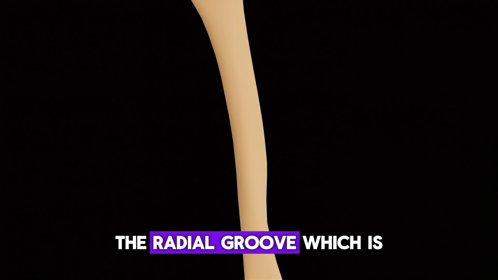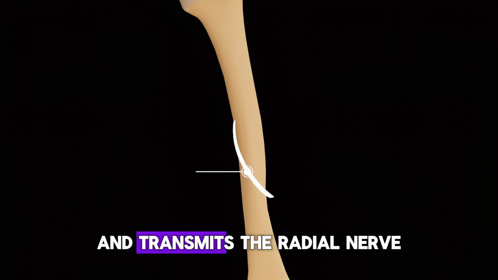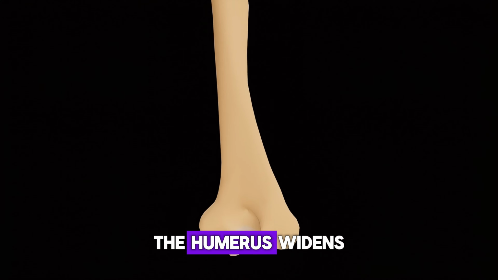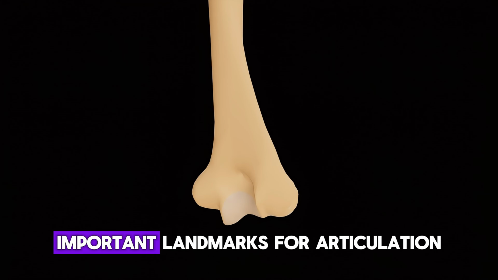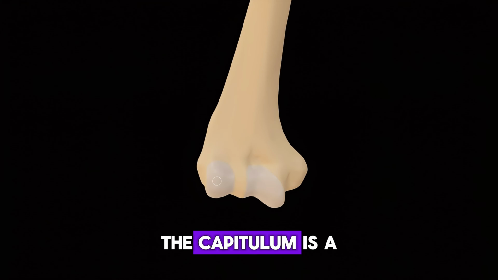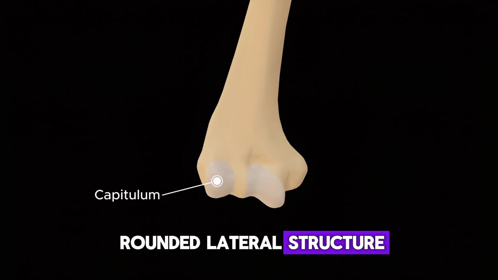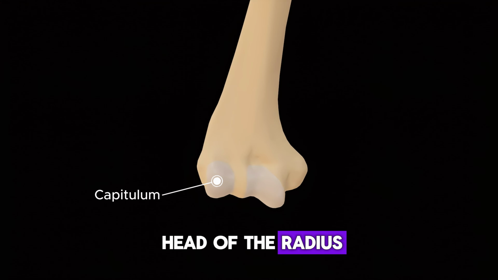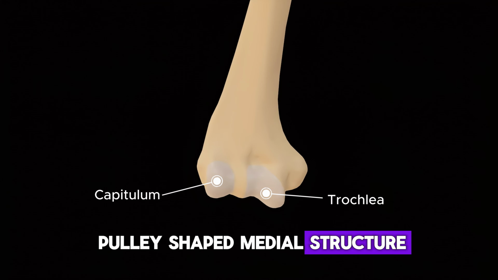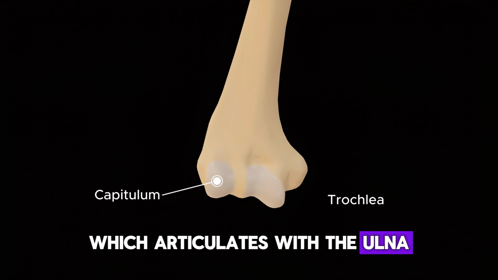The radial groove, which is located posteriorly, transmits the radial nerve and the profunda brachii artery. The distal end of the humerus widens and presents important landmarks for articulation and muscle attachment. The capitulum is a rounded lateral structure which articulates with the head of the radius. The trochlea is a pulley-shaped medial structure which articulates with the ulna.